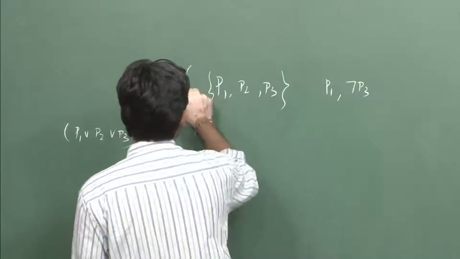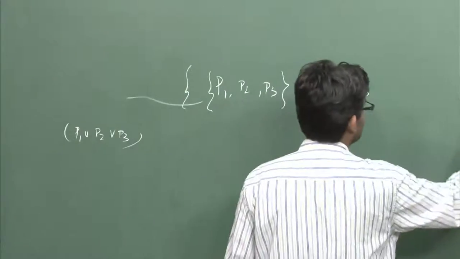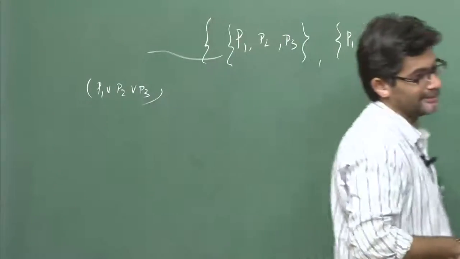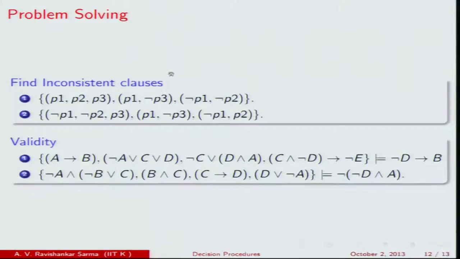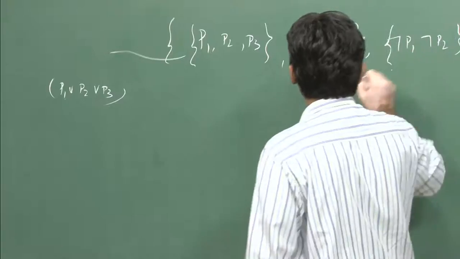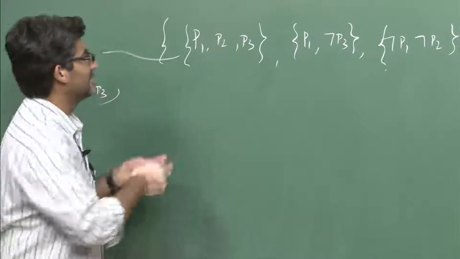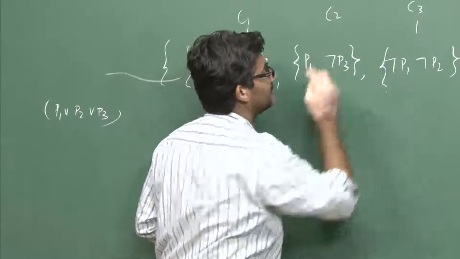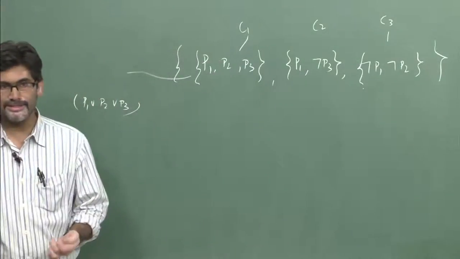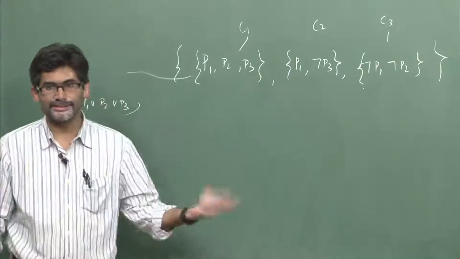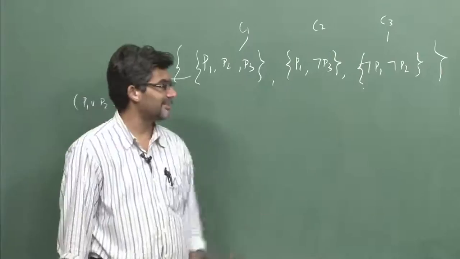Usually we write it in this way: it is a set which consists of all these clauses, and the third one is not P1 and not P2. So basically, these are the clauses C1, C2 and C3. Now we will be applying the principle of resolution to it, and we'll find out the resolvent of these clauses.